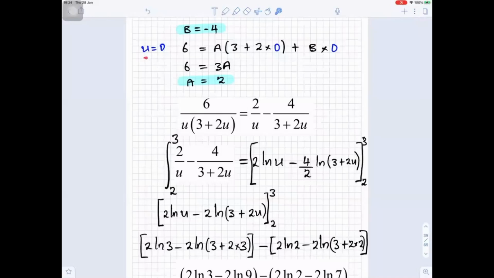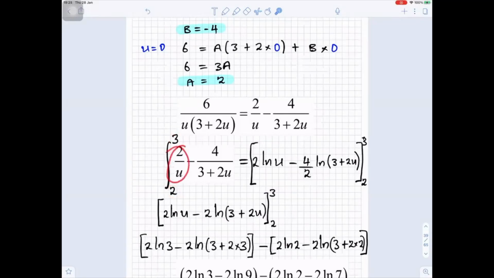And we can put u to be 0. That will cross out, b times 0 will be 0. 2 times 0 will be 0. 3 times a would be 3a. So 6 is equal to 3a, so a would be 2. So now the expression has become 2 over u minus 4 over 3 plus 2u. Now we can integrate from 2 to 3.